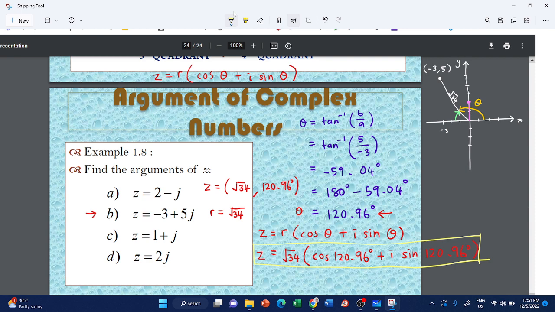So very simple for polar form. First, find out what's the radius. Then find out what's theta. And then you write it in this form: r bracket cos theta plus i sin theta. To check whether your polar form is correct or not, you evaluate it and you will get back your complex number. It must be the same. If it is not the same, something must be wrong.